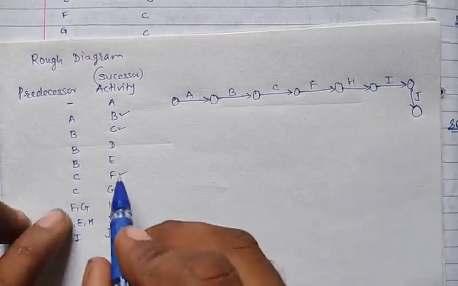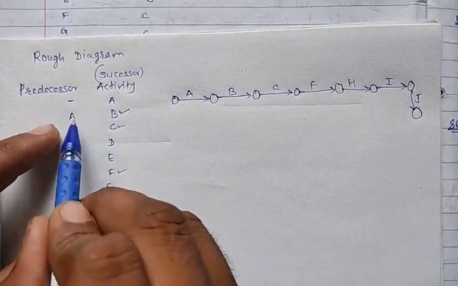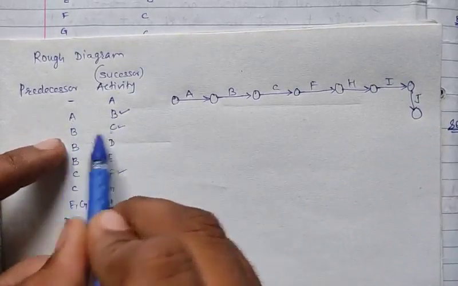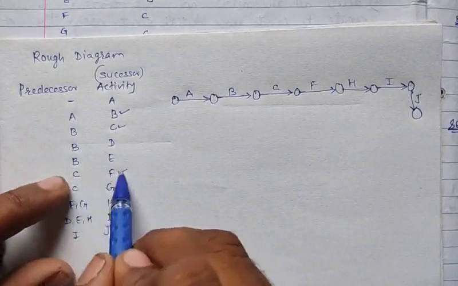Now here we have made a chain. A goes to B, next B goes to C, this happens. C goes to F, this happens.